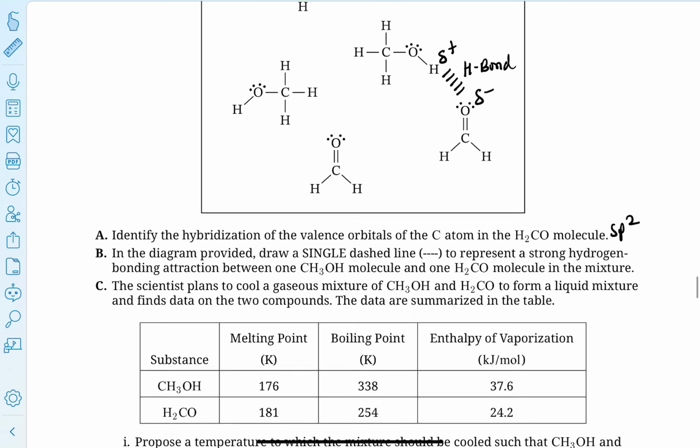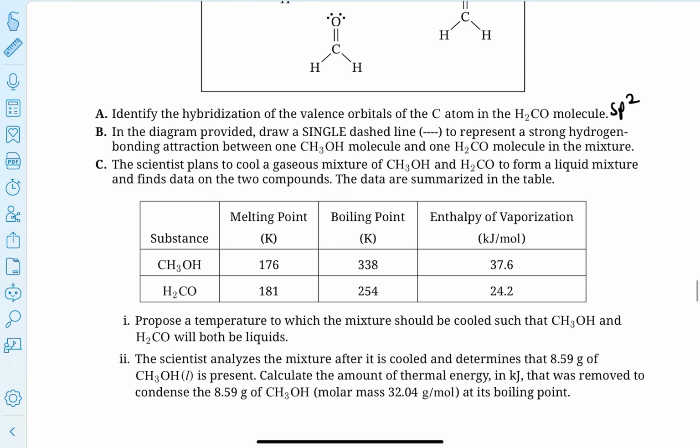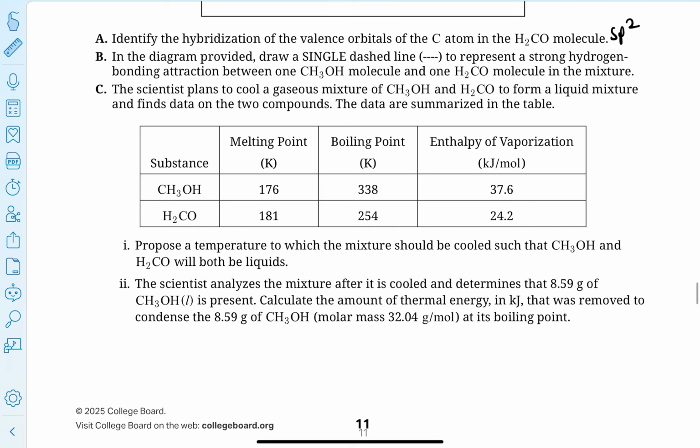In question C, I'm given some data for those 2 compounds, and I'm being asked a couple of questions. So first, it says to propose a temperature to which the mixture should be cooled so that both compounds are going to be liquids. So I need to be paying attention to the boiling point. I don't want the temperature to be at or above the boiling point, because if we're higher than this, then my compounds will be gaseous, they'll be vapors. So I want it to be less than the boiling point so that it'll be in its liquid state.